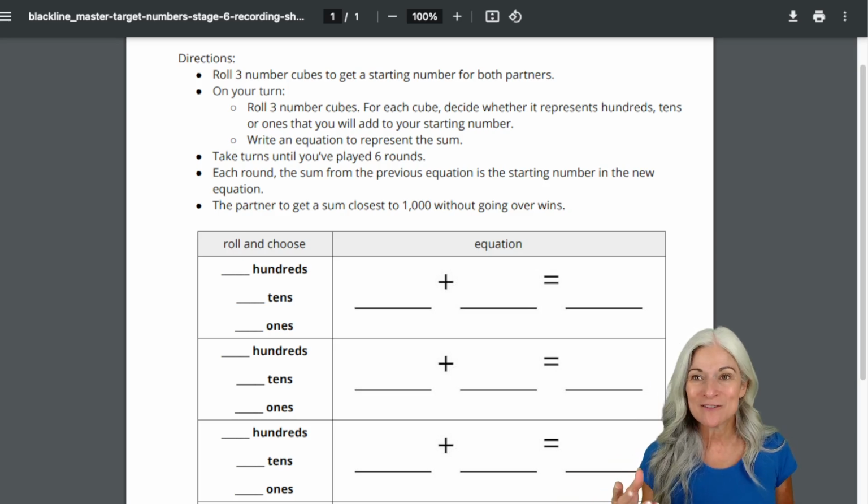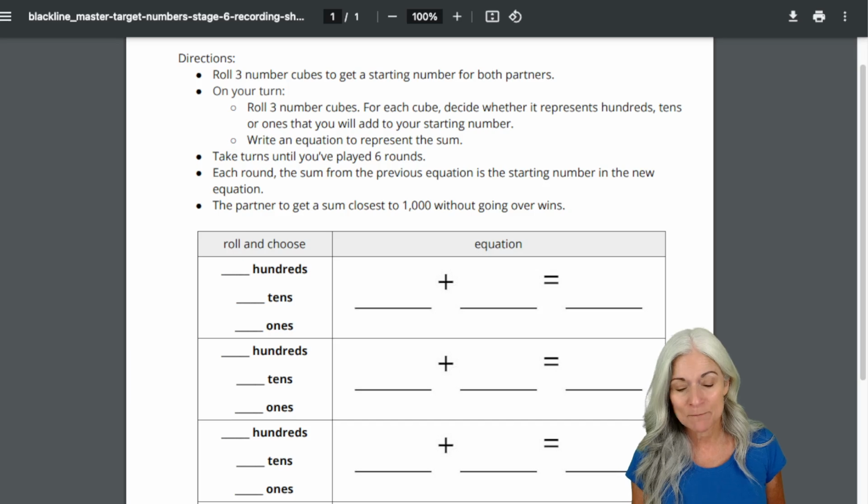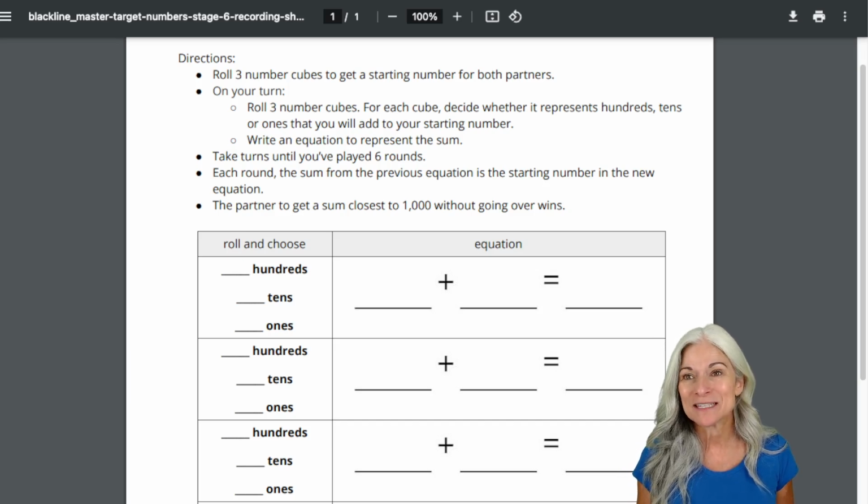So it might be a great opportunity to do some review and build in some remediation if students need some extra work with fluently adding three-digit numbers.